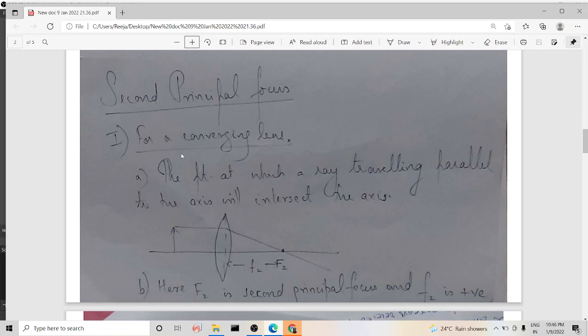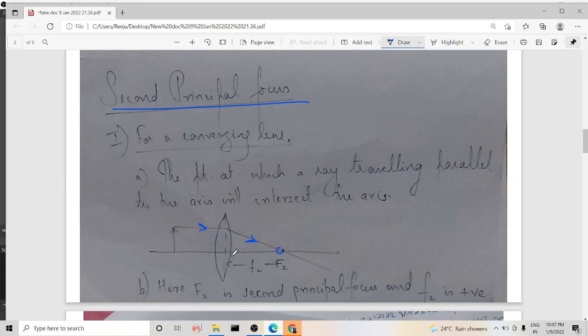Firstly for a converging lens, that is, we consider a biconvex lens. It is the point at which a ray traveling parallel to the axis will intersect the axis. This is a ray traveling parallel to the axis. I have forgotten the arrows here, please do draw them. So a ray parallel to the axis will converge to a point on the principal axis. This focus is called the second principal focus.